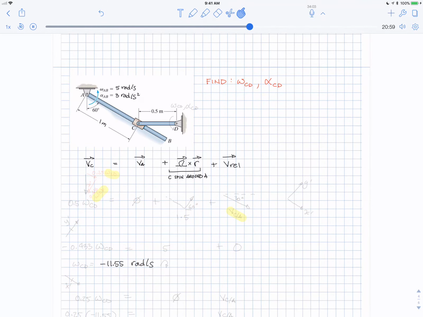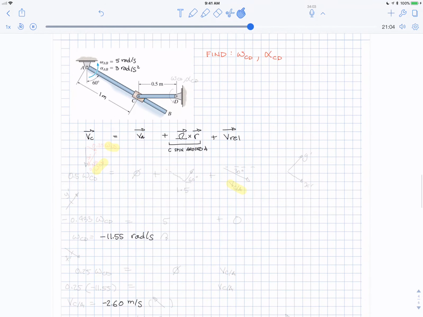Okay, so here's the next problem. I've gone ahead and already written out the velocity equation. And so we're going to do C relative to A, where A isn't moving. Okay, so we need to find out omega CD and alpha CD. I'm going to assume both of those are going counterclockwise, and we'll see how lucky I am if they come out positive or not. So I'm going to take counterclockwise for omega CD and alpha CD.